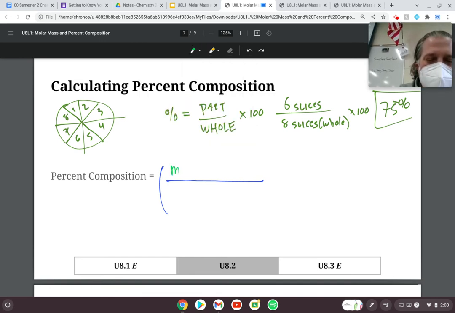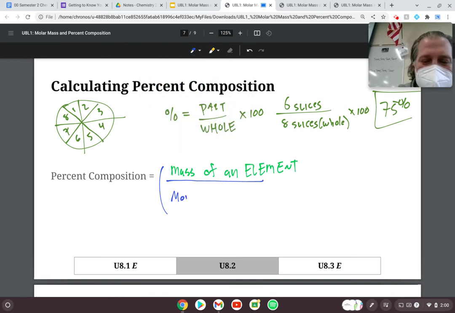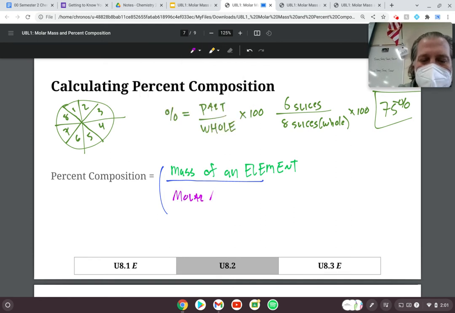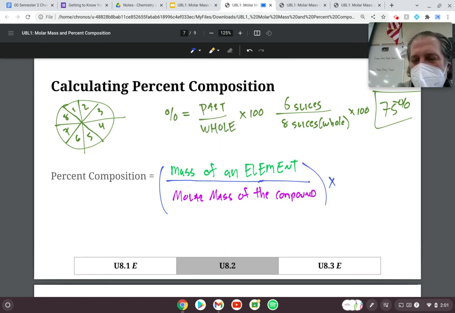Now, percent composition, though, is mass of an element divided by molar mass of the compound, times 100. So it's the part, the mass of the element, divided by the whole molar mass of the compound. Part divided by the whole.